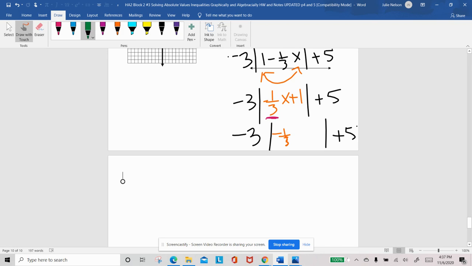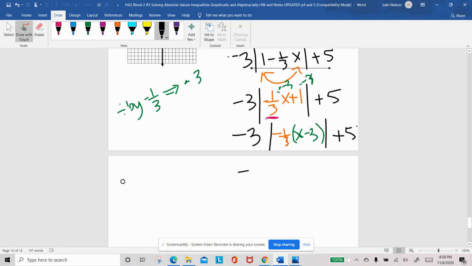Dividing by a fraction is the same thing as multiplying, okay? So making sure you realize dividing by negative 1/3 is the same as multiplying by 3. So if I were to multiply by negative 3 onto both of them, negative 1/3 times negative 3 is 1, so I'm left with 1x. 1 times negative 3 is negative 3.